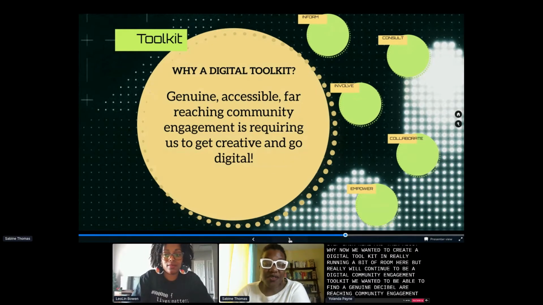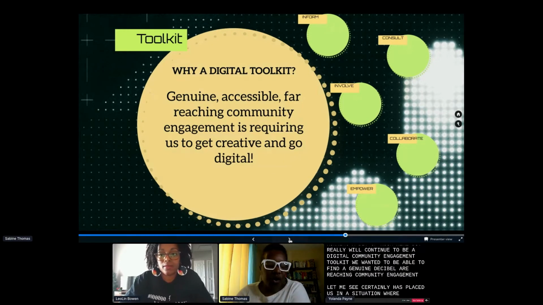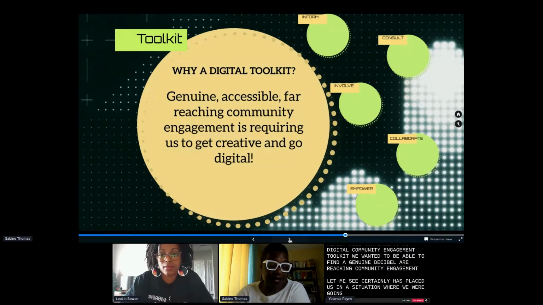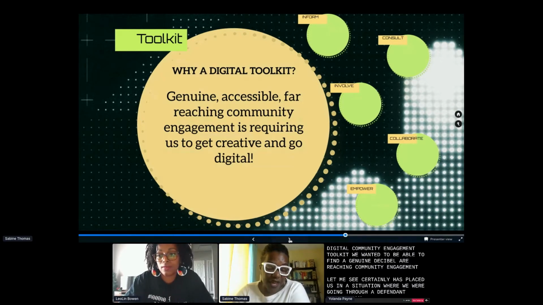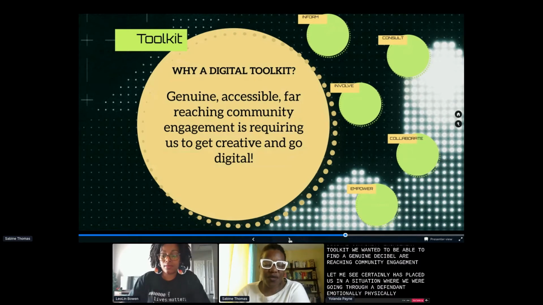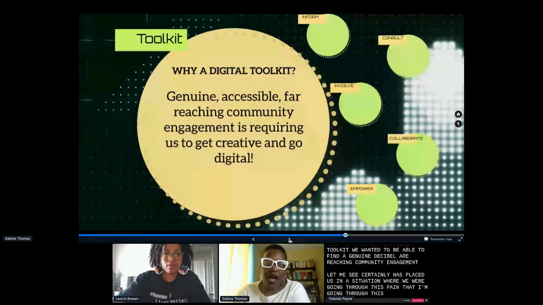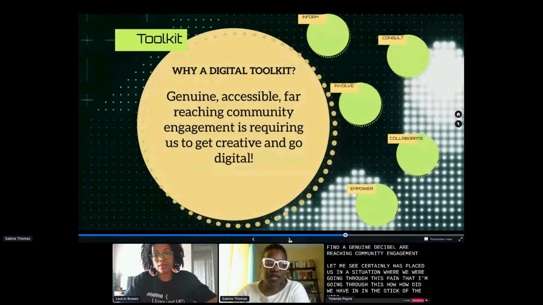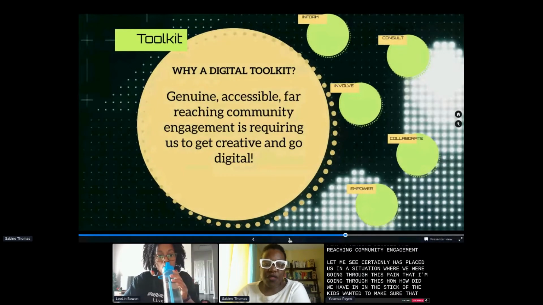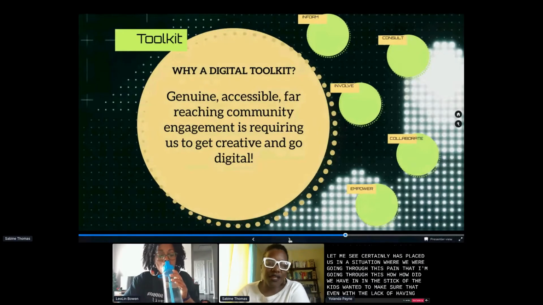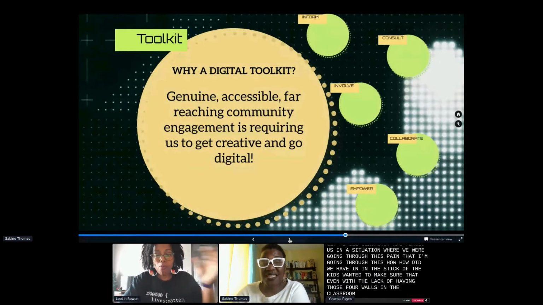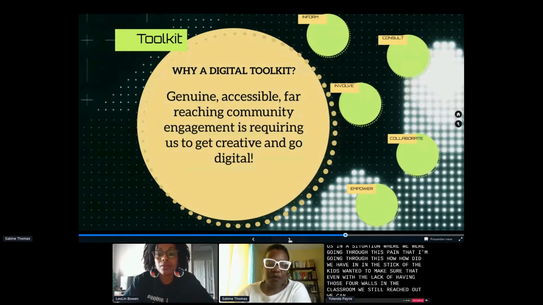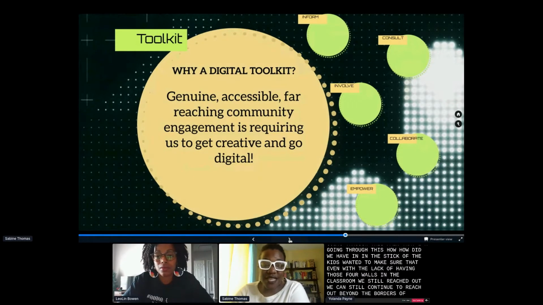The pandemic certainly has placed us in a situation where, while we were going through this pandemic emotionally and physically, our students were also, of course, going through this academically. In this particular case, we wanted to make sure that even with the lack of those four walls in the classroom, we could still continue to reach out beyond the borders of our state and really engage our community.